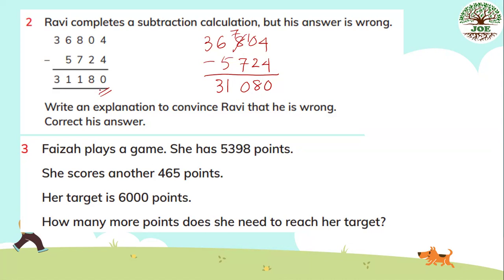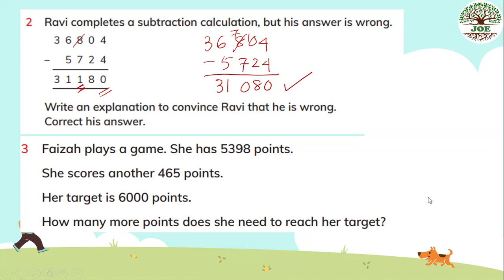His answer is here. This one is incorrect because he doesn't borrow from here. So here is his mistake. The right answer is this one.